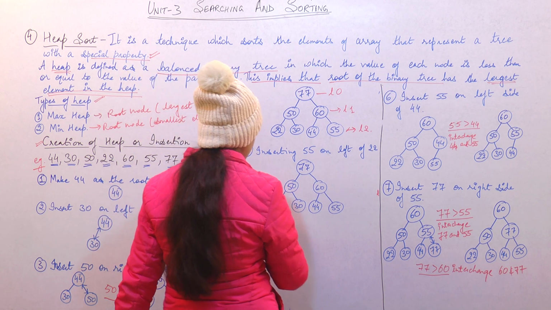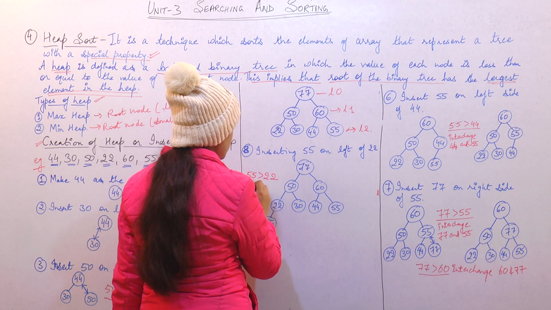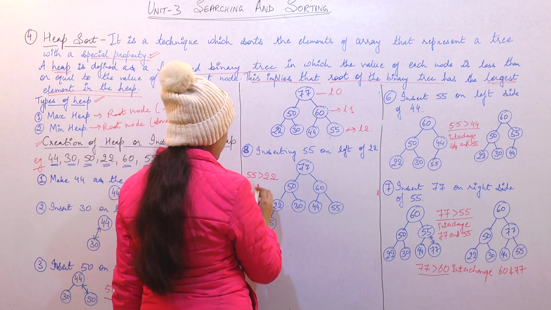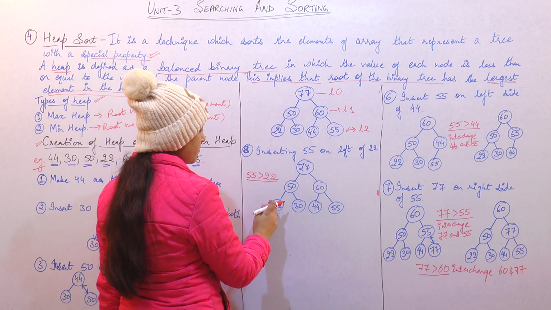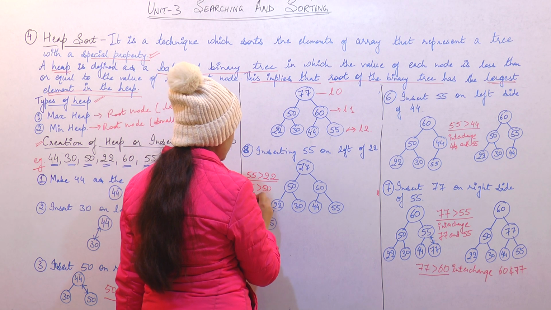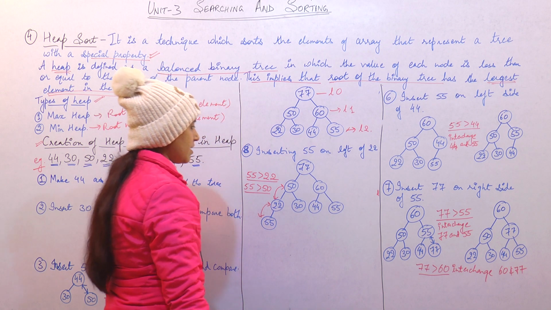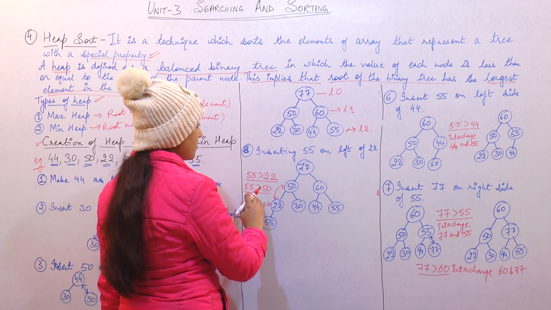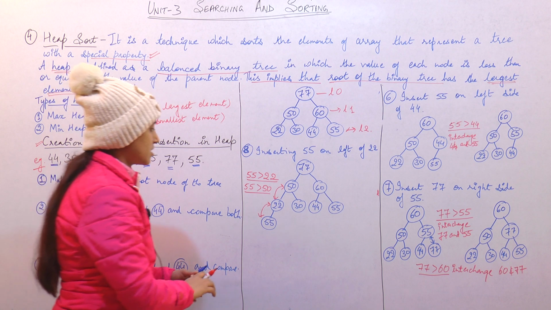Now we will compare 55 and 22. 55 is greater than 22, so we will interchange the position of 22 and 55. Then we will again compare the value of 55 and 50. Since 55 is also greater than 50, we will interchange the position of 55 and 50. Then further we will compare the value of 55 with 77. Since 55 is less than 77, no interchange.